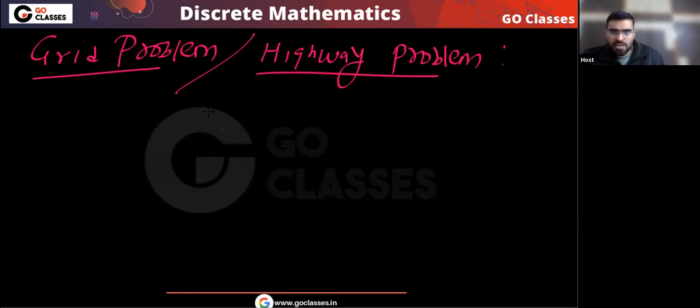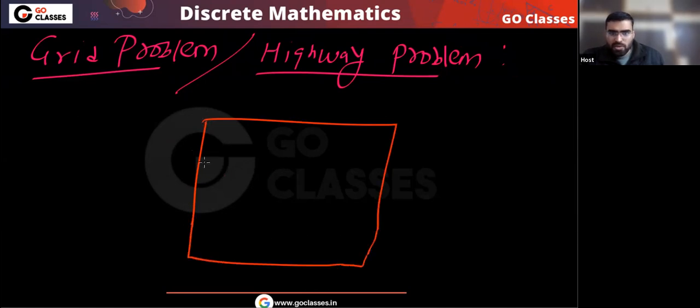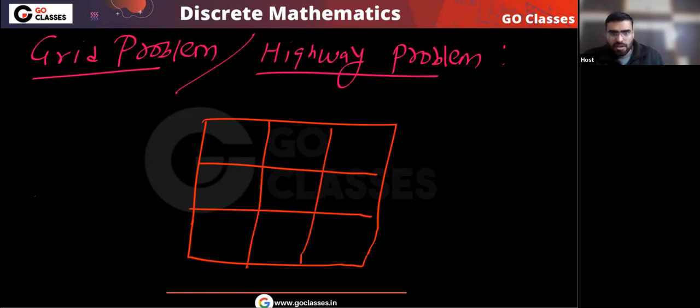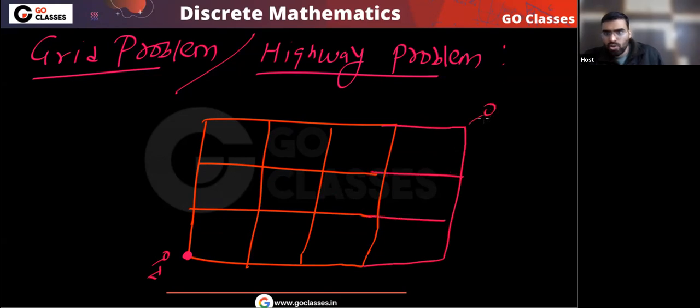Basically the point is this. For example, let's assume this is your highway, or this is a grid. Now let us assume that you are here, and from here you want to go to this point. So you want to go here.